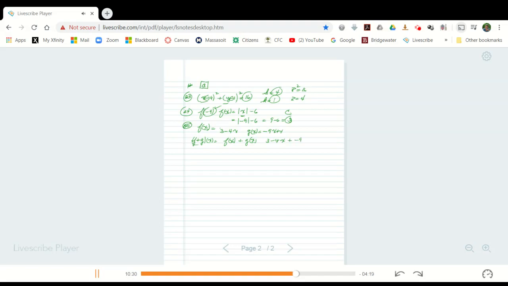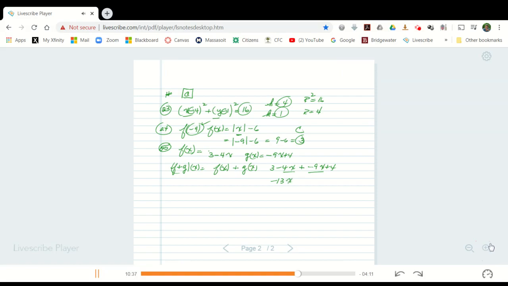Number 26, we're told that f of x is equal to 2 plus 5x. G of x is equal to minus 3x plus 4. 2 plus 5x, minus 3x plus 4, okay.